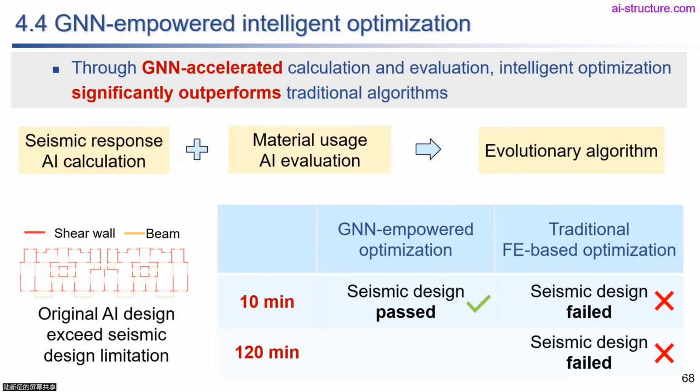For example, this is the AI generated result. Its inter-story drift ratio is not good enough, and then we can use the AI to do the optimization, and in 10 minutes, the system design can pass the design code requirement. But in the traditional way, even if you give them 2 hours, they also cannot do that.